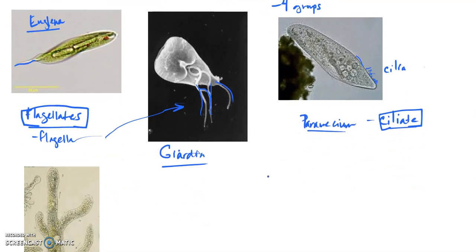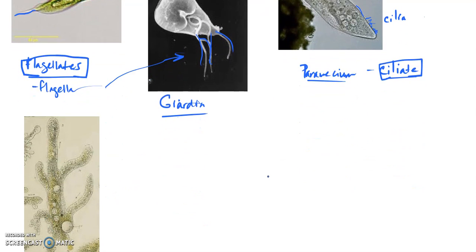Now this next organism here should look familiar also. This is not a microscopic image. This is an illustration, right, of an amoeba. Okay, and that's the third group.